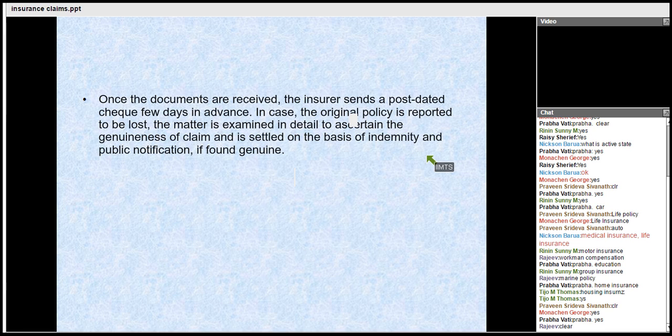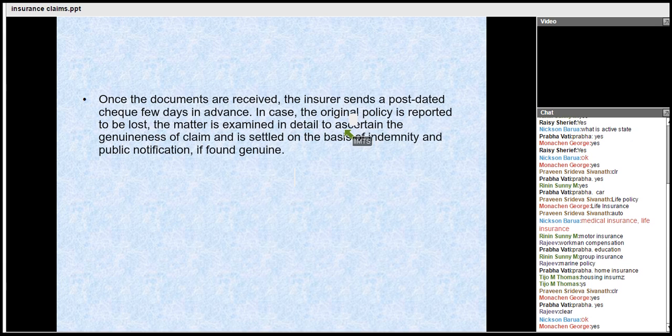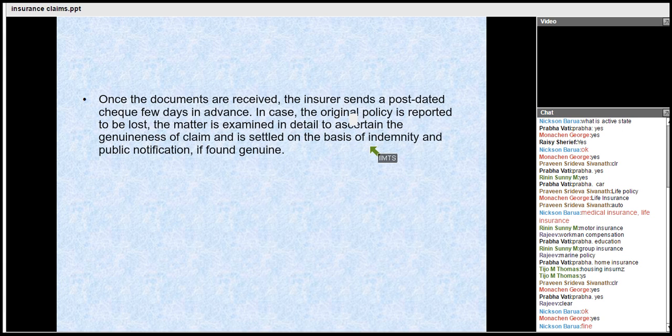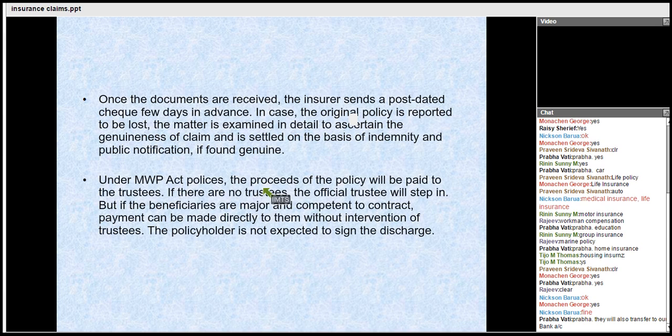Now, what is a maturity claim? Under endowment policies, the SA is to be paid when the term of the policy is over. The amount payable on maturity is the SA less any debt like loan and interest outstanding, to ascertain the genuineness of the claim. If it is a profit policy, the bonuses are added. See, when our policy matures under the MWP Act, we get the proceeds. And if you have taken any loan on that policy, they'll cut that and the rest of the policy amount will be paid. The remaining thing will be your outstanding.